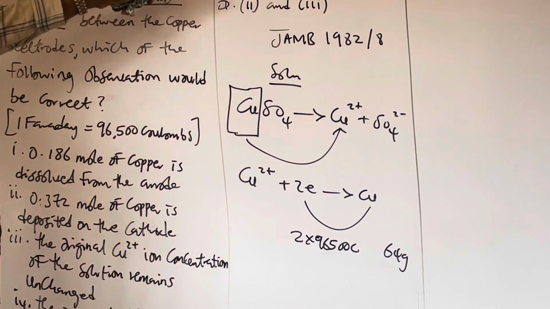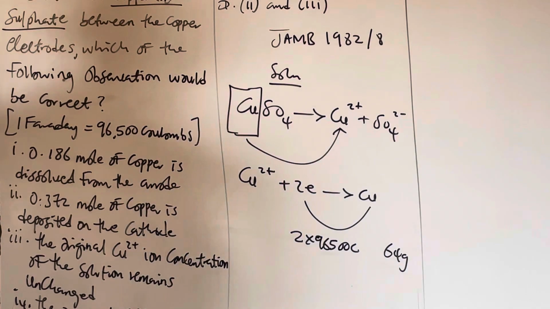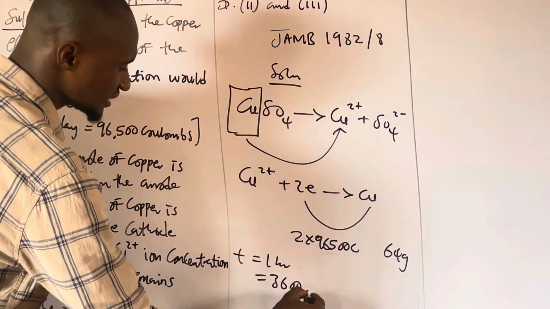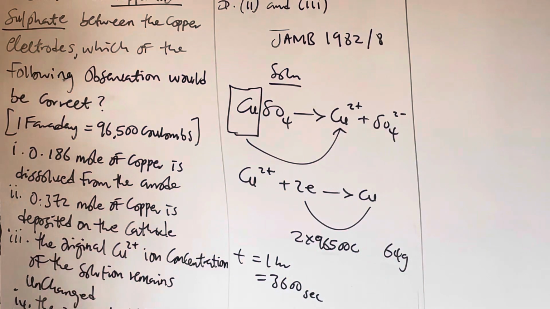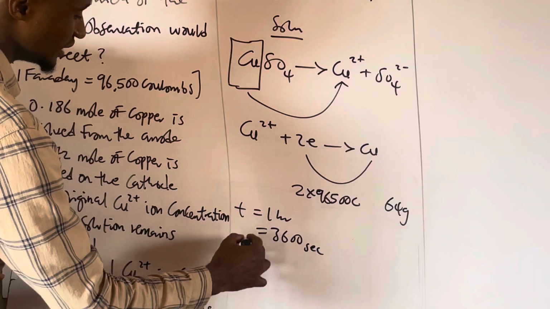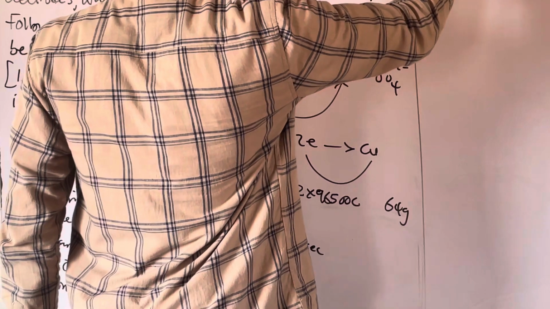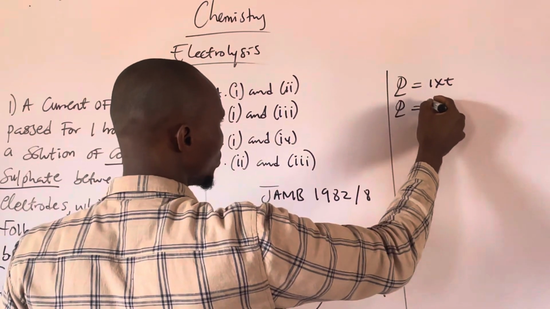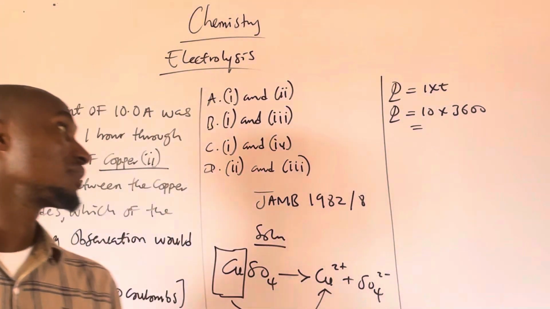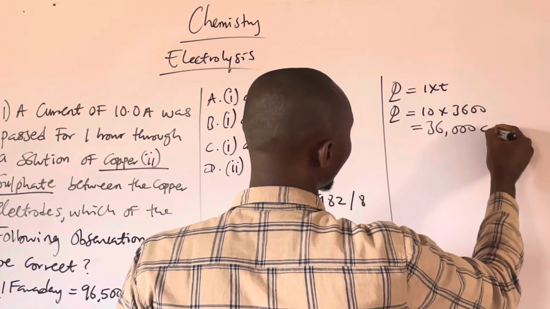But don't forget that we are giving 10 ampere, and for 1 hour. So here we have our time, 1 hour. And this 1 hour is equal to 3,600 seconds. I've taught you how to convert, right? 60 times 60 will give you 3,600. Now, next is current. Our current here is 10.0 ampere, right? So, quantity is equal to I times T. So, quantity here is equal to 10 times 3,600. Calculator, fast. This will give us 36,000. We have 36,000 coulombs, right?